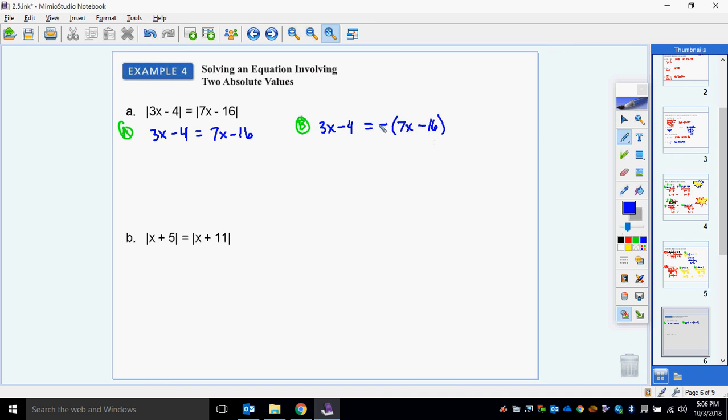So I like to put my negative out in front and put parentheses around the right side. That way, I remember to distribute this negative because I'm changing the sign of both of them. This would become negative 7x, and a negative times a negative, this would change to a positive 16.